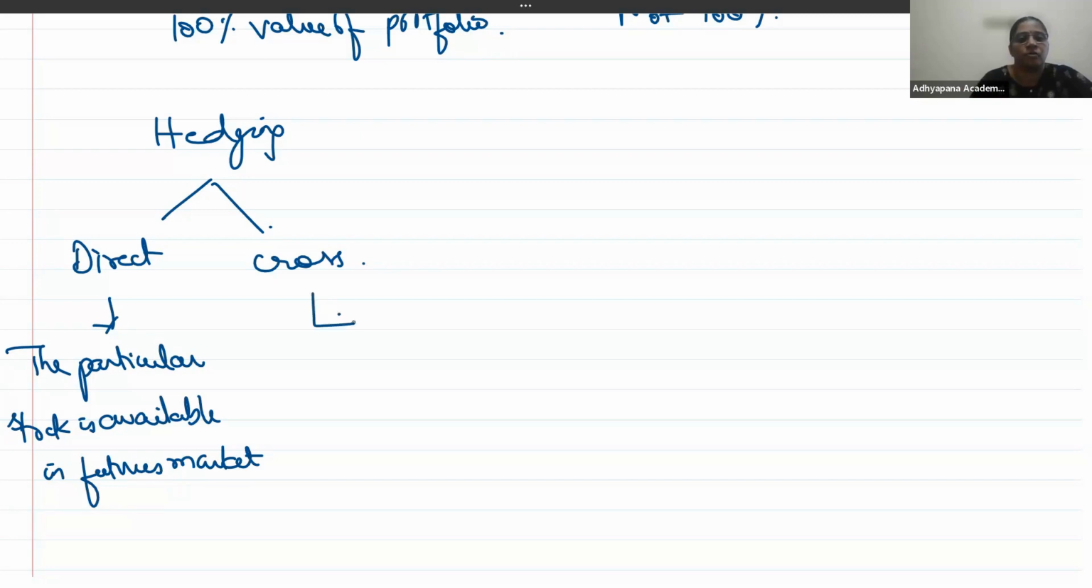Yes. This one particular chapter is worth 30 marks. 30 marks, one chapter alone.